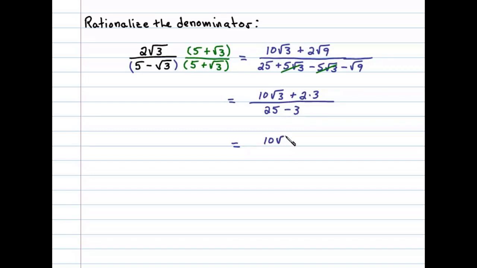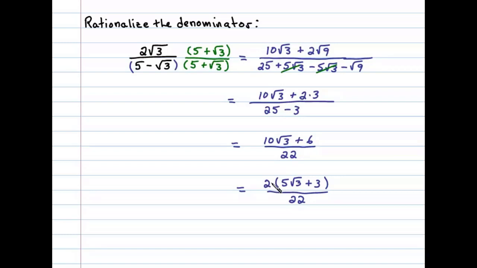Simplifying further, we have 10 square root of 3 plus 6 divided by 22. Now at this point I notice that there is a GCF in the numerator, and that is 2. If we factor that out, it'll then cancel with a 2 in the denominator. Factoring a 2 out of the numerator, we'll be left with 5 square root of 3 plus 3.